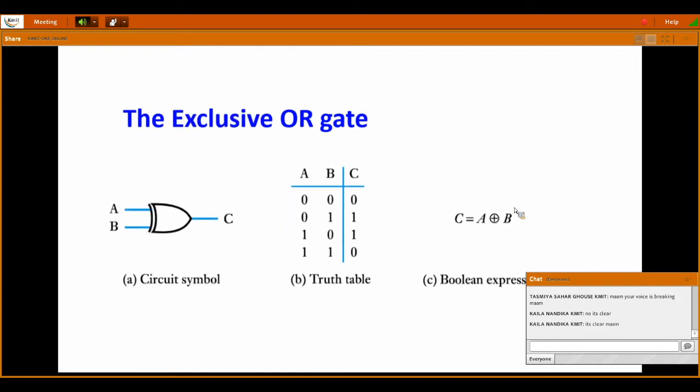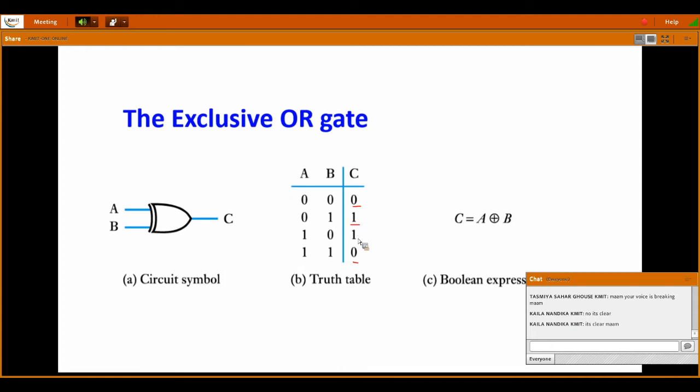Okay, and this is a different kind of gate, which is nothing but the exclusive OR gate. Exclusive OR gate is a gate where the output will be 1 if any one of the inputs is 1. If both the inputs are the same, either 0 or 1, then the output will be equal to 0. See here, for 0 0 it is 0. It means if both the inputs are the same, either 0 or 1, the output is equal to 0. For any one input being 1, the output is equal to 1.